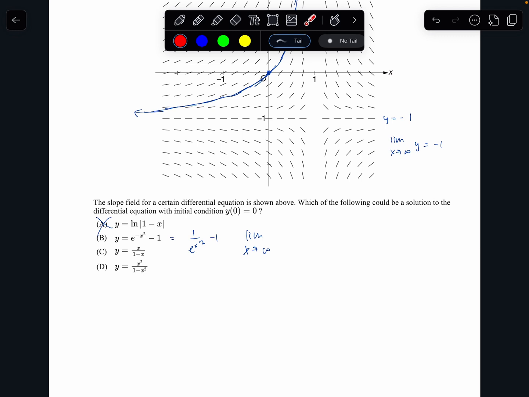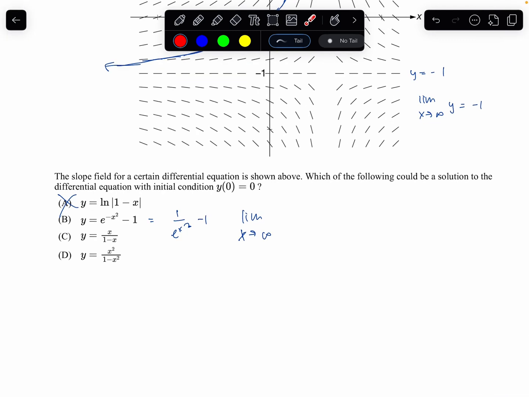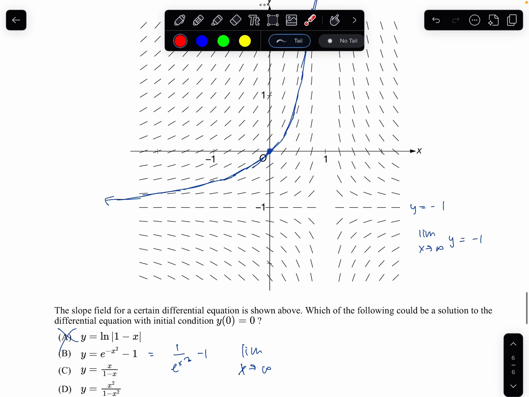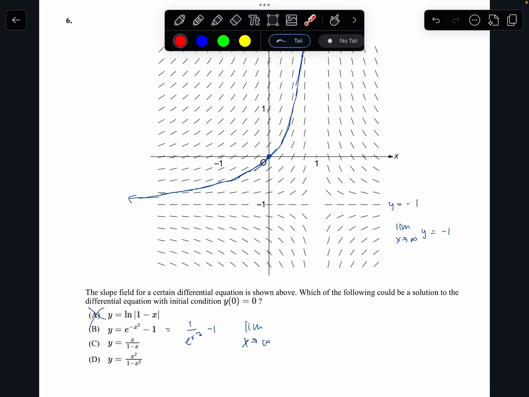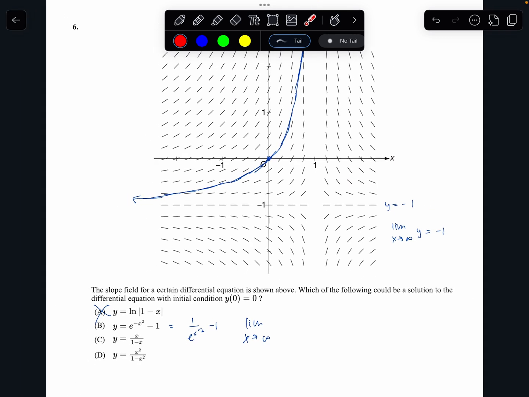All of these seem to match. I don't want to plug in points. It kind of feels like plugging in points is cheating, if I'm being honest with you. But maybe that's what it will take. Let's do that.